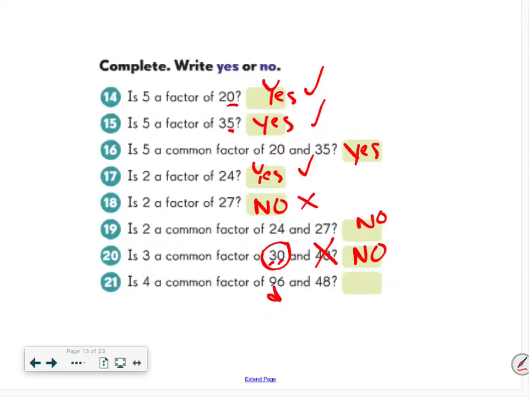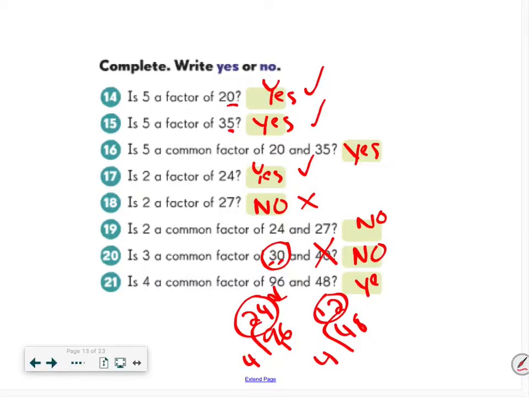Well, this one, we don't have a divisibility rule, so you could divide. 96 divided by 4. 4 goes into 9 twice, remainder 1. 4 goes into 16, 4, so that one works out. And then we can try 48 divided by 4. 4 goes into 4 once, 4 goes into 8 twice. So yes, it works for both. Okay? So when in doubt, skip count, divide, or use a divisibility rule.